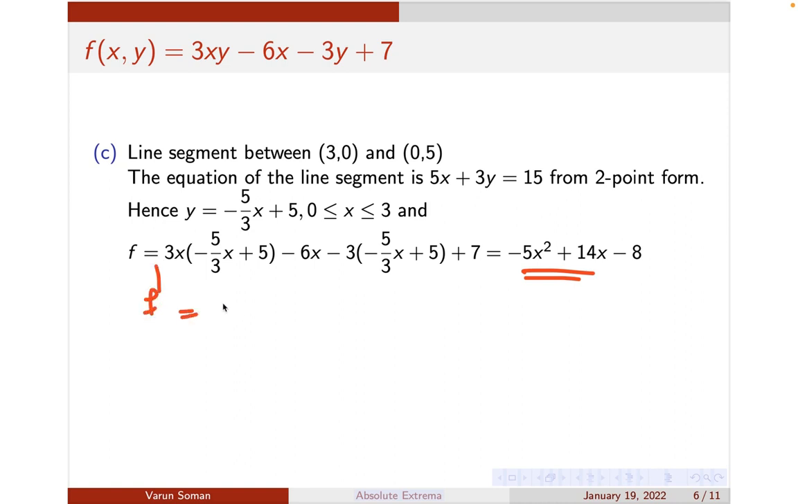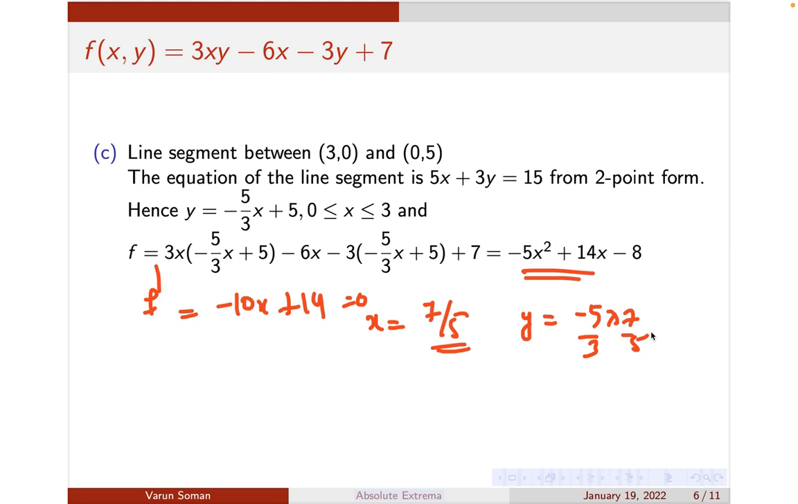What is your f dash? F dash here is actually minus 10x plus 14. F dash should be 0, so the value of x would simply be 7 by 5. So maximum or minimum can occur at 7 by 5. What is the corresponding value of y? Because you are taking 2 points here, the corresponding value of y would be minus 5 by 3 into 7 by 5 plus 5.